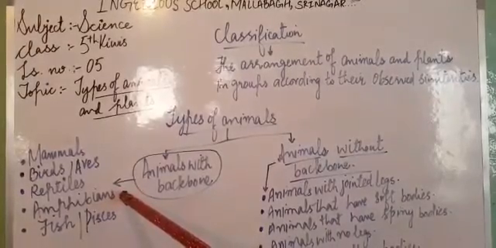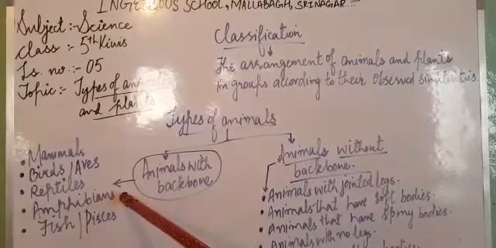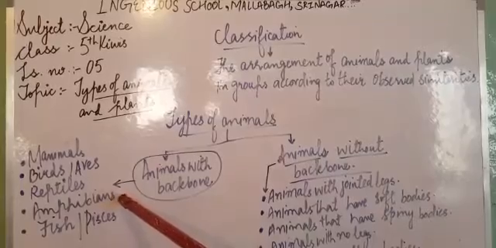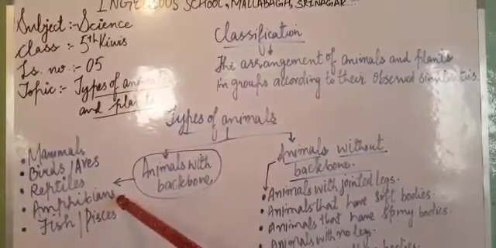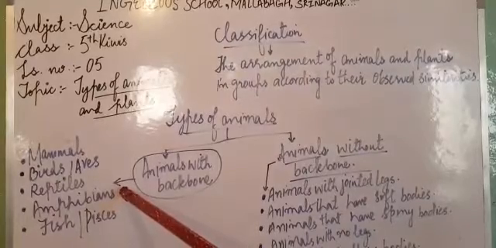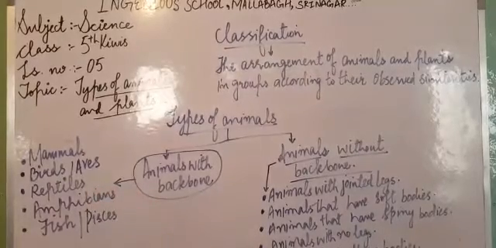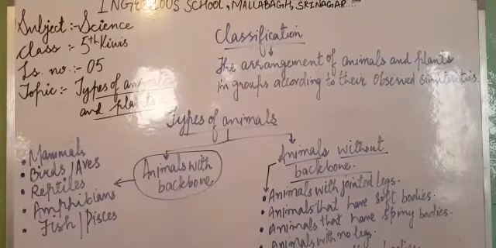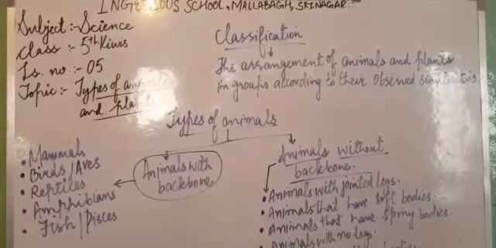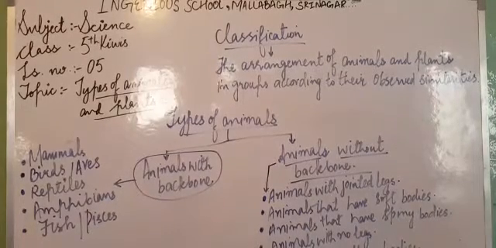Examples of amphibians are frogs, toads, and salamanders. There are a few more features of amphibians. Their bodies are covered with thin, moist, and scaleless skin. Got it?